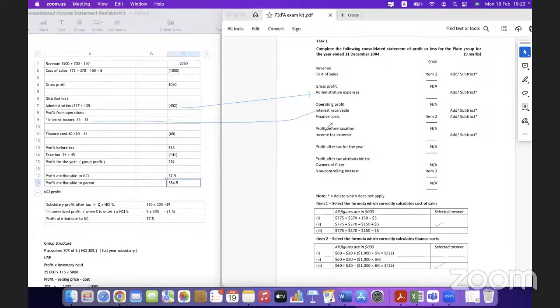Okay. Right. Profit before tax, no need. Taxation, you just copy this one. Profit for the year is not needed. Non-controlling interest, item number 3. Let's select that one also, guys, faster.